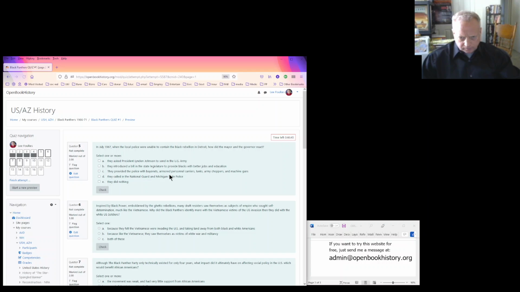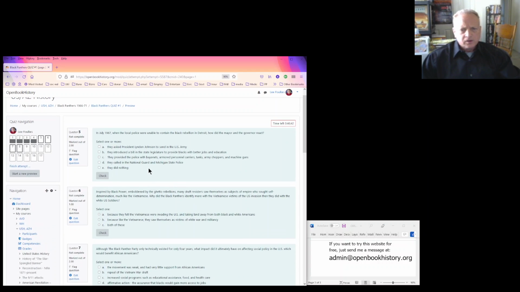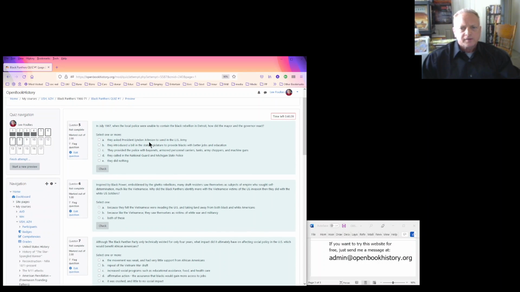Next page. In July 1967, when the local police were unable to contain the black rebellion in Detroit, how did the mayor and the governor react? Select one or more. They asked President Lyndon Johnson to send in the U.S. Army. Okay, they introduced a bill in the state legislature to provide blacks with better jobs and education. Well, this may be incorrect, but I'm going to click it anyway just to show you how this testing system works. And we'll click on this one here and this one. And I'll click on check.